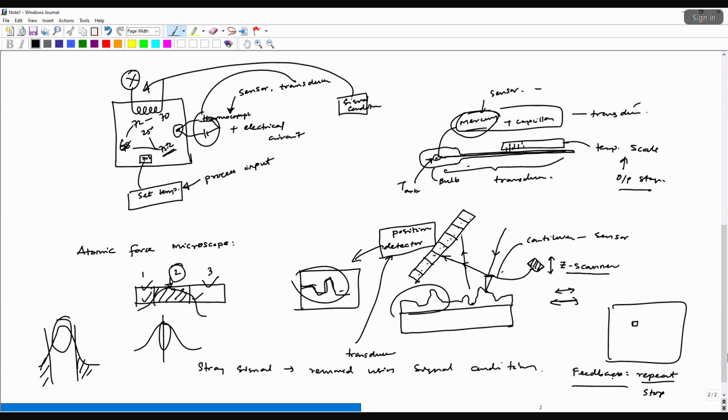So the feedback loop can ask for repeating, for stopping the measurement, or to move from one location, location A, to another location, right? So you relocate, and then start measuring again. Okay.